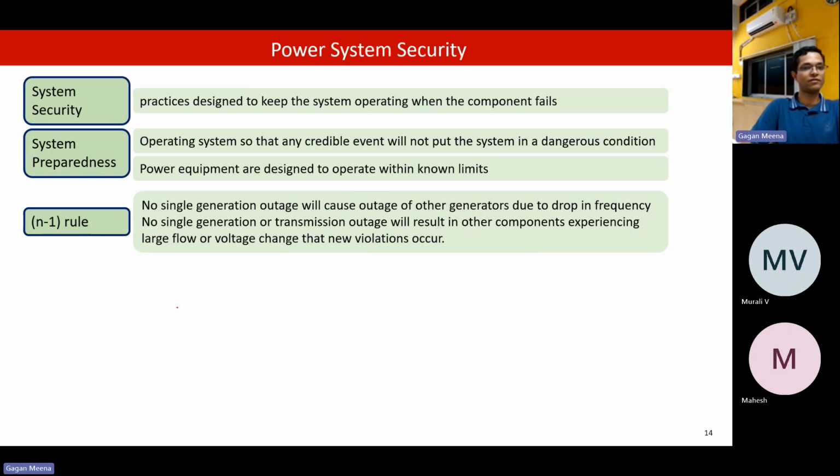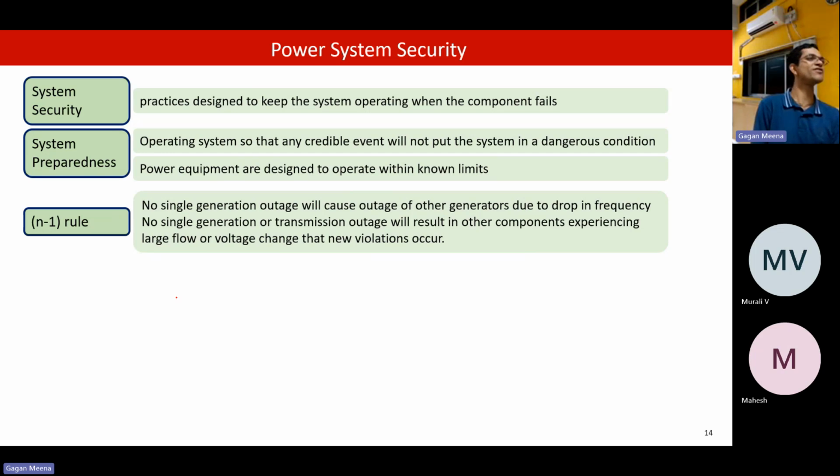We want to make sure that if one generator goes out, it doesn't result in the tripping of other generators. When one generator goes out, frequency will drop, and all these generators have under-frequency relays. If the frequency goes below 49.95, they will trip. The generator will trip, and then frequency will reduce further. Then there will be a cascading failure.